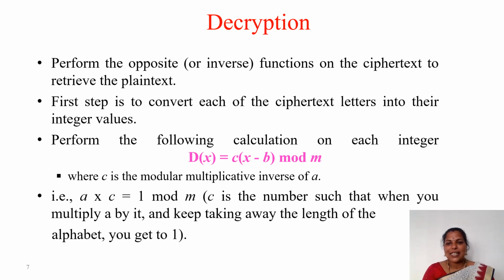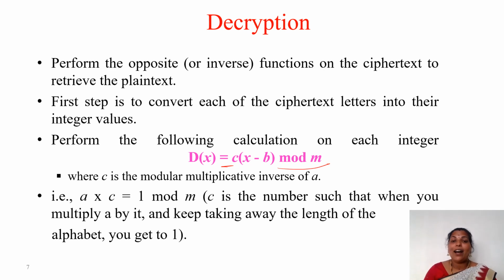Next, the decryption process. We all know that decryption is the reverse of the encryption process. So here we are performing the inverse function on the ciphertext to retrieve the plain text. First we have to convert each of the ciphertext letters into their integer values. Then we perform the calculation, that is D of x equal to c into x minus b mod m. Here one thing you have to notice: the sender knows the key a equal to 5 and b equal to 8. Likewise, the same key value is known to the receiver, that is a equal to 5 and b equal to 8.